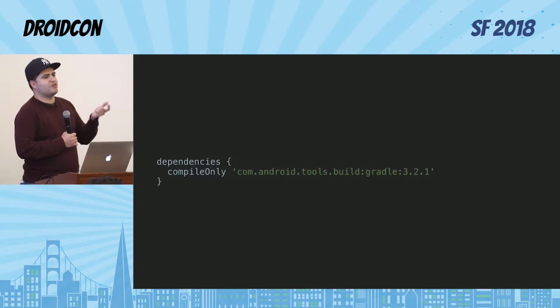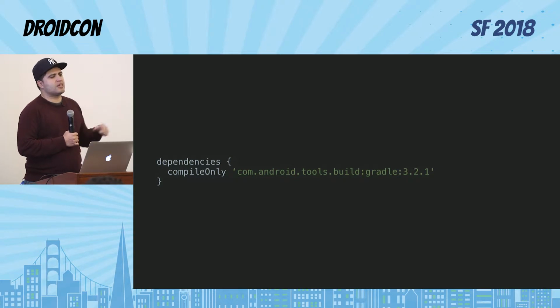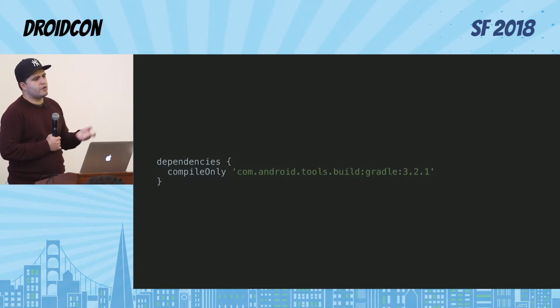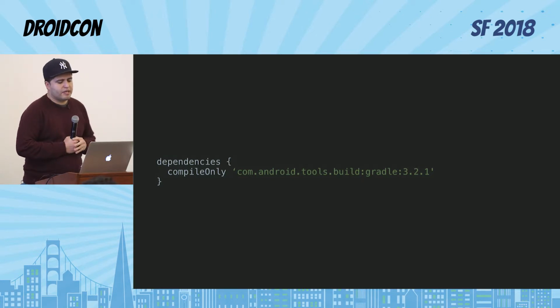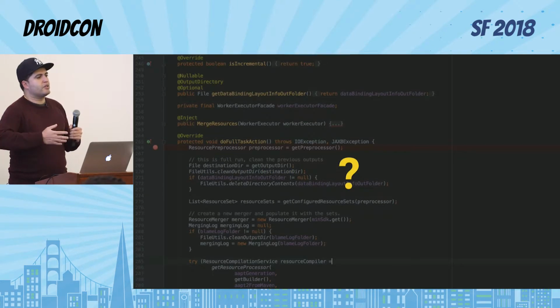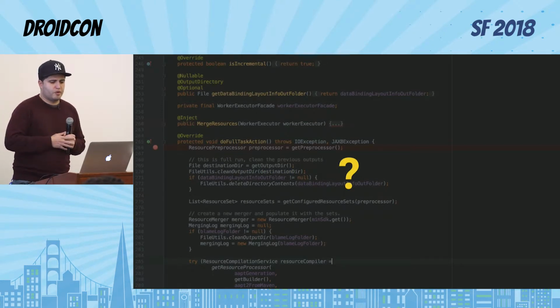In addition to adding the Android Gradle plugin to your build script dependencies, also add it to your regular dependencies as a compile-only dependency, and now you'll pull down the sources. And with the sources, now you can start debugging like actual software, which is really helpful.